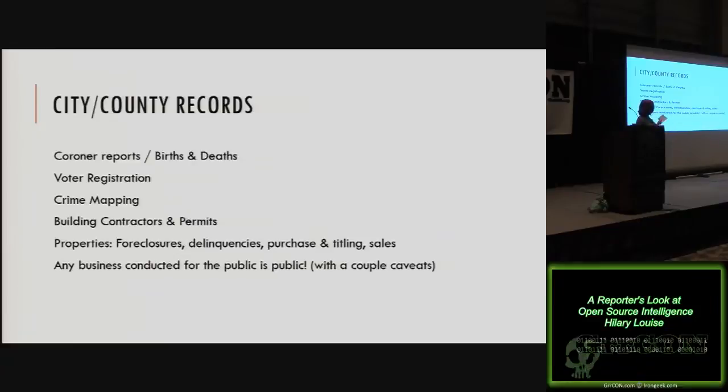Property records, we're going to talk about that a little bit later, but foreclosures, delinquencies, purchase, titling, sales, things like that, that can all be great ways to find out more information about your person of interest. Any business conducted for the public is public, with a couple of caveats. One of those is what I mentioned earlier about the police reports with an active investigation. Almost everything that your city or your county or your state does is supposed to be conducted in front of the public, for the public, and available to the public. Sometimes that means you're going to go into a pretty dusty room and they're going to hand you a box, but it's available. It's there, it's available.